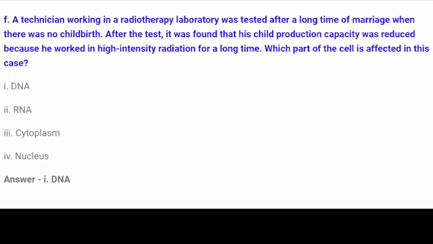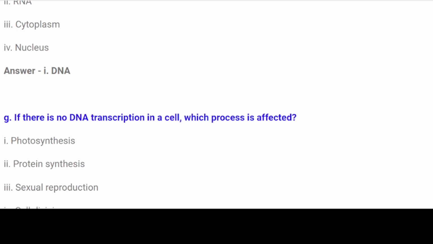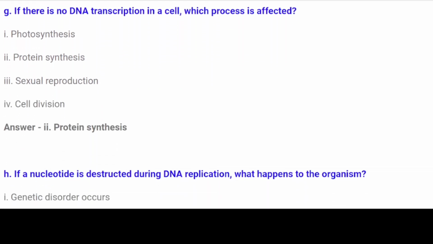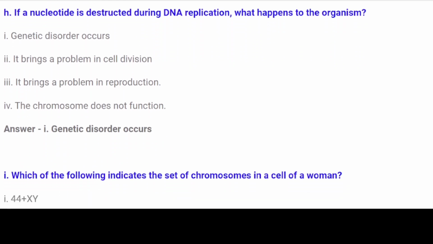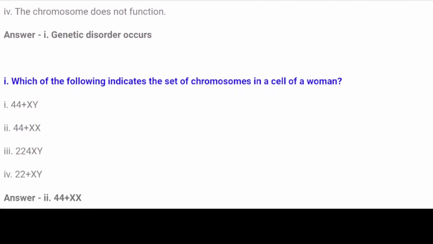DNA. G. If there is no DNA transcription in a cell, which process is affected? 1. Photosynthesis. 2. Protein synthesis. 3. Sexual reproduction. 4. Cell division. Answer 2. Protein synthesis. H. If a nucleotide is destructed during DNA replication, what happens to the organism? 1. Genetic disorder occurs. 2. It brings a problem in cell division. 3. It brings a problem in reproduction. 4. The chromosome does not function. Answer 1. Genetic disorder occurs.